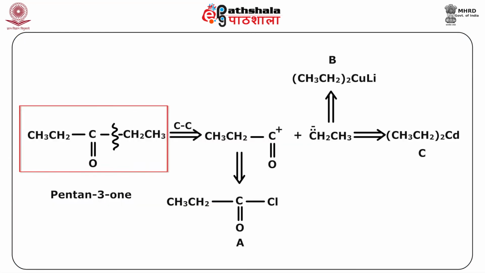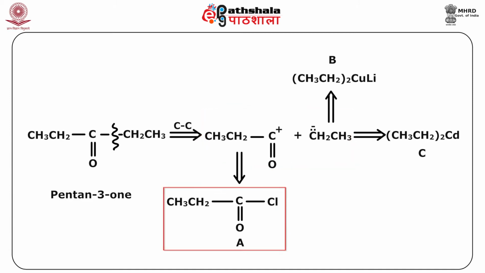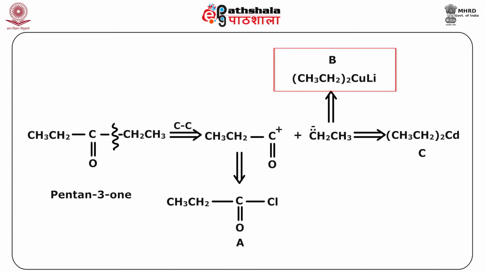Retrosynthetic analysis of pentan-3-one undergoes heterolytic cleavage of the carbon-carbon bond, where one carbon is the carbonyl carbon, leading to the formation of a cation and anion. The cation portion can be obtained from acyl chloride and the carbanion from lithium dialkyl cuprate or organocadmium compounds, because we have seen that the reaction with the metal leads to the formation of a carbon with a negative charge, forming a carbanion. The synthetic approach involves the synthesis of pentan-3-one by two methods.